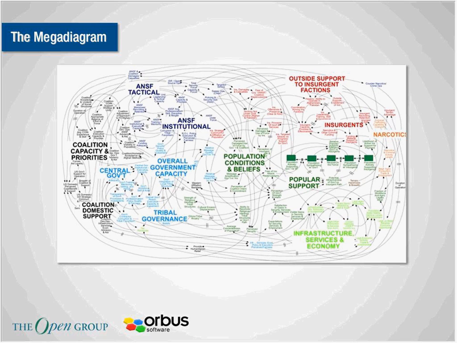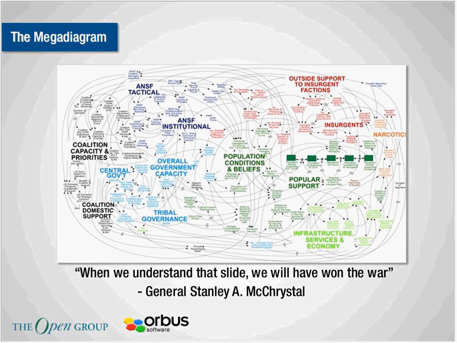This is a famous diagram on the web. It attempts to show the situation on the ground in Afghanistan. And there's no better comment on the problem of using a mega diagram like this than the reaction of the first recipient of it. "On that slide, we will have won the war."